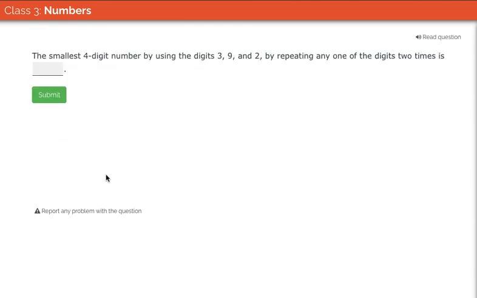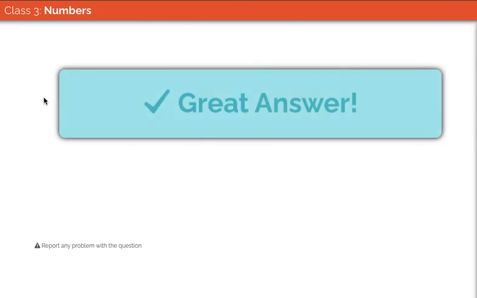The smallest 4-digit number by using the digits 3, 9 and 2 by repeating any one of the digits 2 times is 2239. Great answer.